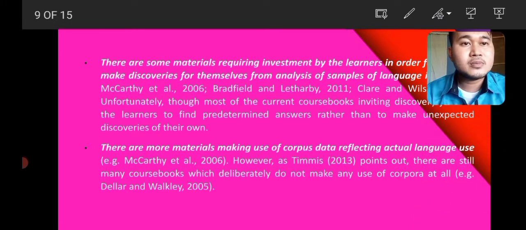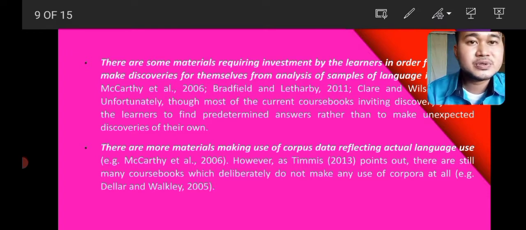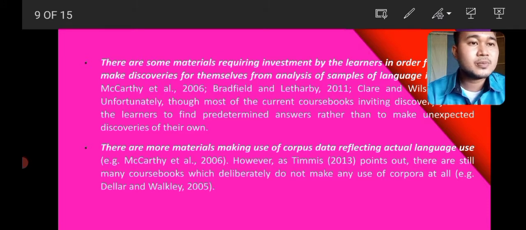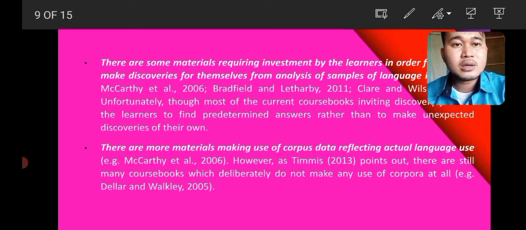There are more materials making use of corpus data reflecting actual language use. Example, McCarthy et al. 2006. However, as Timmis in 2013 points out, there are still many coursebooks which deliberately do not make any use of corpora at all. Example, this is Dellar and Walkley 2005.